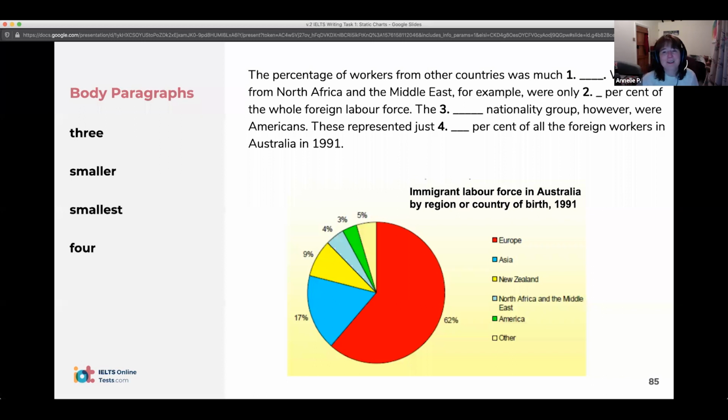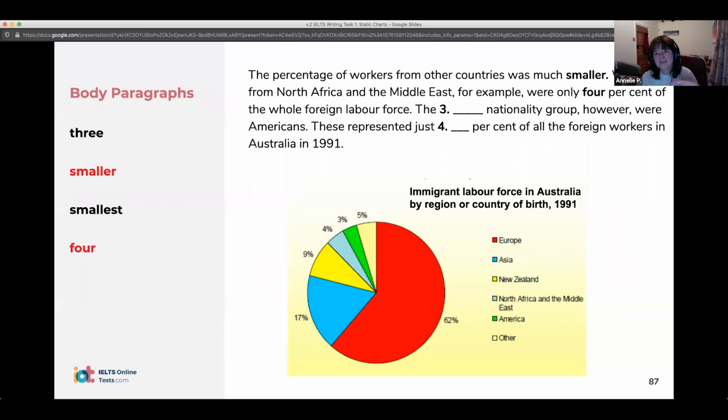We need to have a look. Yeah. So we're linking between the first group and the second group by saying that these are much smaller. So we have a connection there between paragraph A and paragraph B. All right. Then we go into our details. So we talk about North Africa and the Middle East. Okay. And here, with the very small percentages, just put the percentage. It's not really worth saying, 100th or something like that. That just starts to get a bit silly.